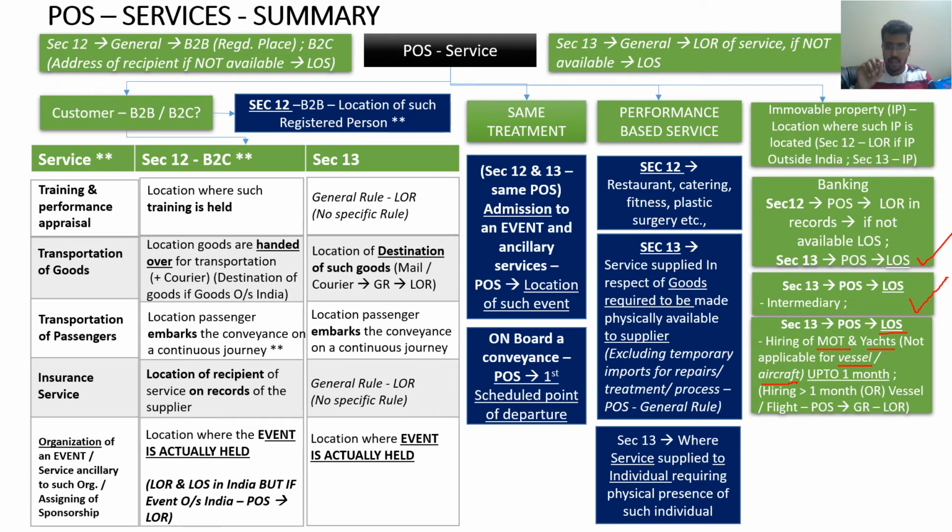If this is hired for up to 1 month, short term, then the place of supply is the location of supplier. Let's say you are going to a place in Bombay, or let's say a place in Pondicherry or Kerala, and you are hiring a yacht, right? So they give you yachts on hire. You will hire it for, let's say, one day or a weekend or probably a week. So for these short term hires, the law says place of supply will be location of supplier, right?